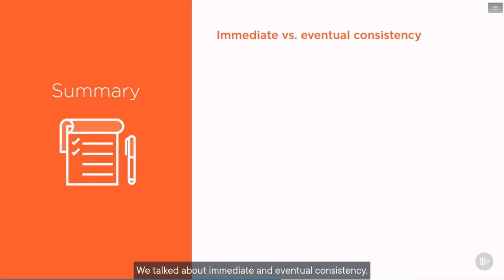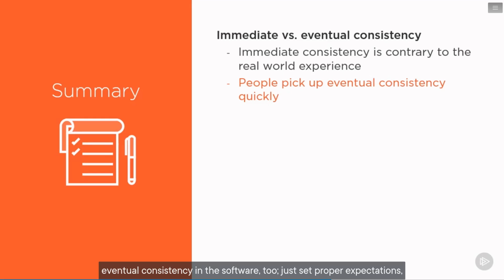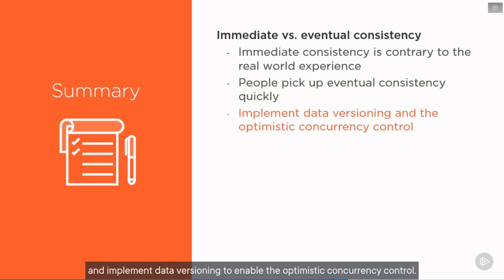We talked about immediate and eventual consistency. Although you might be used to immediate consistency in the world of relational databases, that's not how the real world operates. And people usually don't have trouble dealing with eventual consistency in the software too. Just set proper expectations and implement data versioning to enable the optimistic concurrency control.